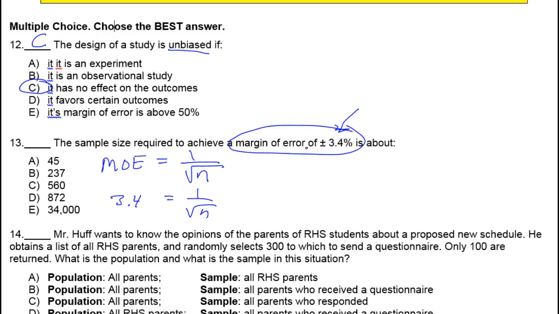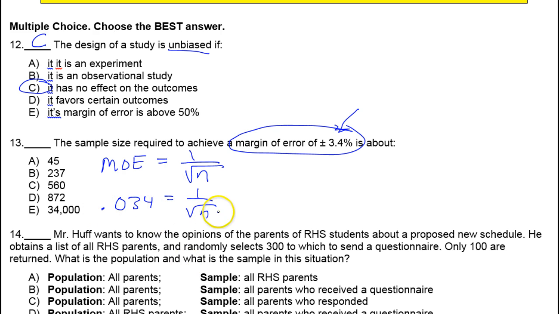I have to write it as a decimal. All right, 3.4 is a percent. I can't use that within the formula. So I need to convert this. Instead of writing 3.4, which is a common mistake that I saw last year, don't let it happen to you, I'm going to write 0.034 and then go. All right?